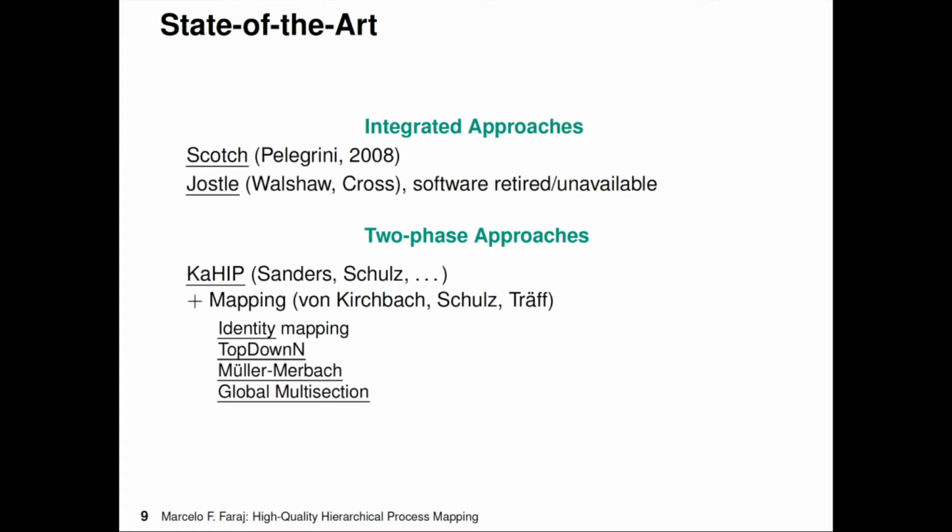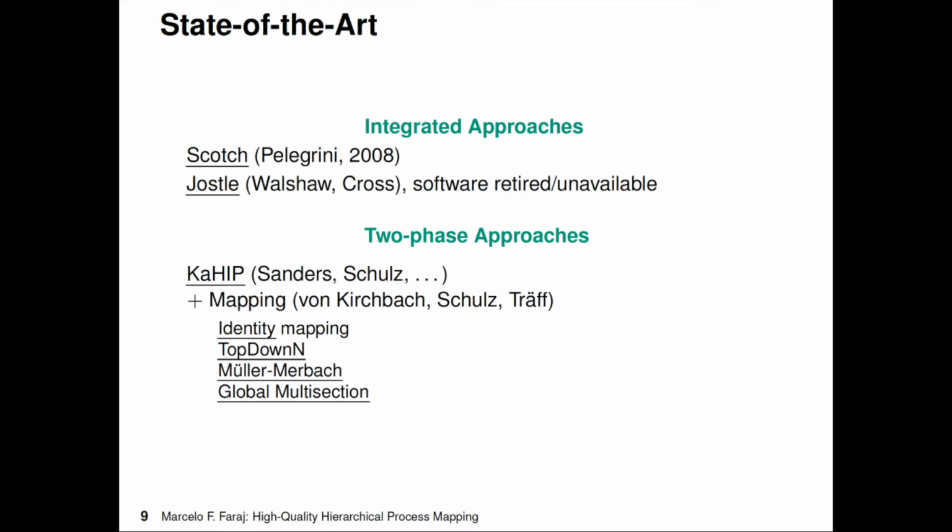In the case of the two-phase approaches, in the literature, it is very usual to use the KaHIP algorithm followed by some mapping algorithm. And for the mapping algorithm, the most common approaches are these four listed here. First, the identity approach. Identity basically consists of assigning each virtual block to the physical block with the same identity as it. It is good because KaHIP, while executing, keeps locality.